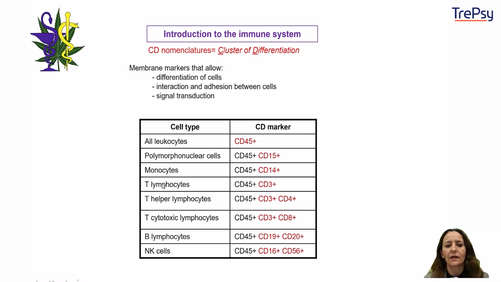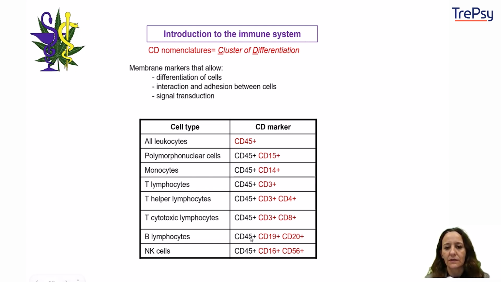Also, when we have a look at T lymphocytes, as they are leukocytes, they express CD45, but they also express CD3. Again, if we have a look at this subpopulation of T lymphocytes, we can see that they are CD45, also CD3 because they are T lymphocytes, but also they express another marker which is CD4. In the same way, T cytotoxic lymphocytes are leukocytes, are CD3 positive and also CD8 positive. So these markers allow us to distinguish among these different cell populations.